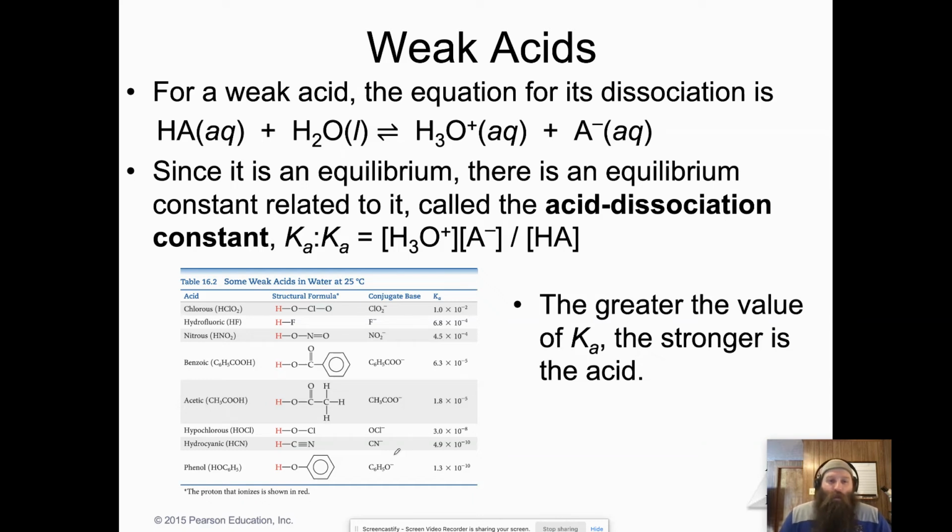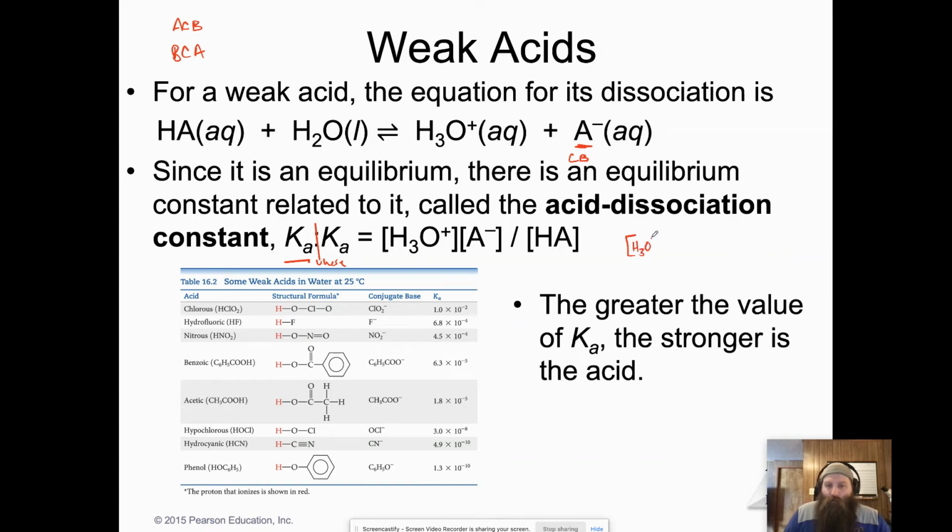Now, we identify that as Ka, okay, right here. There it is. Where Ka equals the concentration of hydronium times A minus, which is over here. So let's remember, we have acid, conjugate base. We have base, conjugate acid. So here's my acid. This is my conjugate base. So we have the concentration of our hydronium.